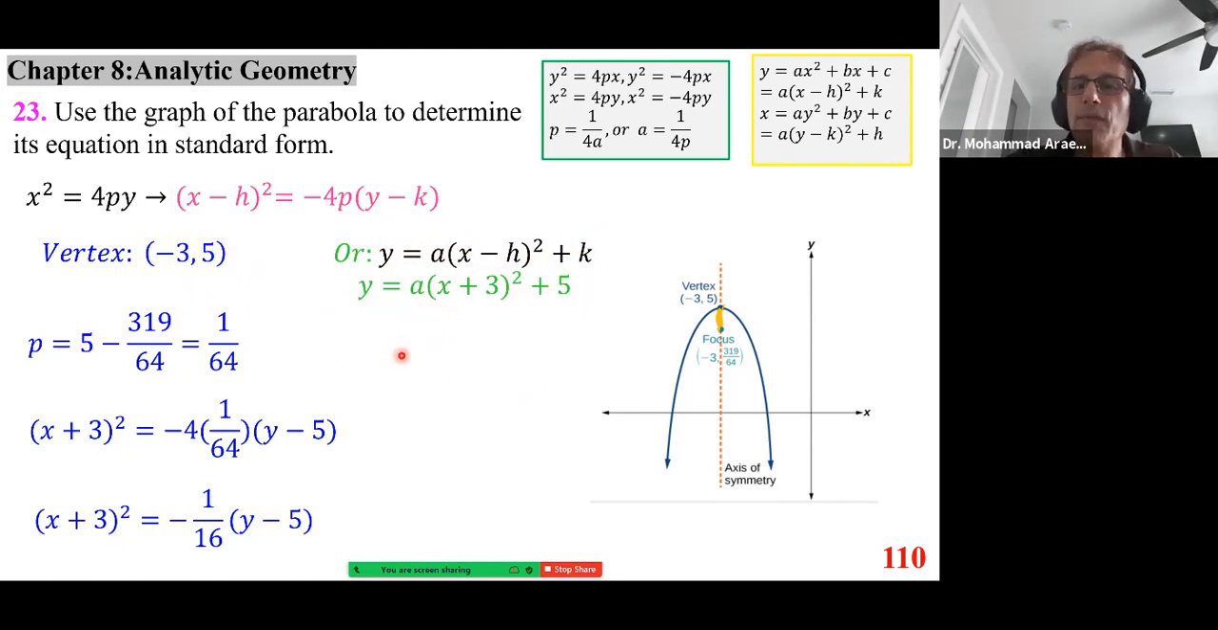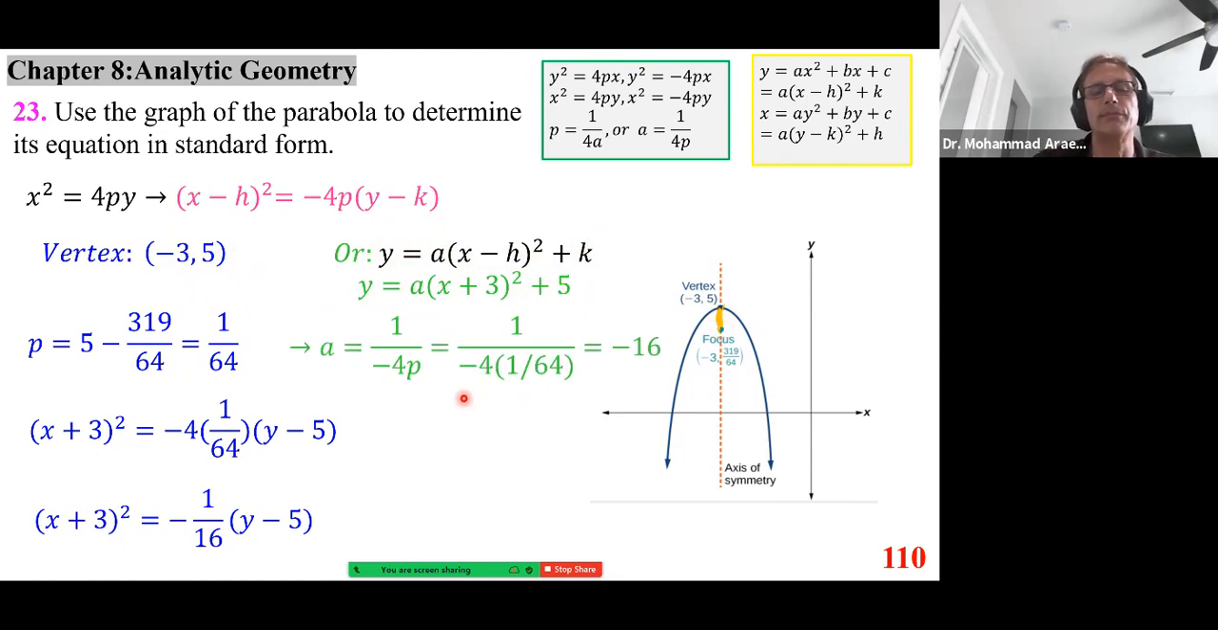And because of this focal distance, which we have, and remember, a must be negative. So 4 times that, and it's negative. So a is 1 over 4p. a is 1 over 4p. So 4 times that and the reciprocal of that. Now replace the a. And there you have it.